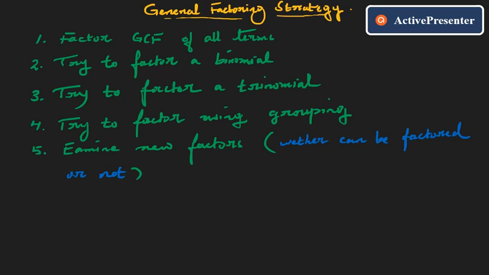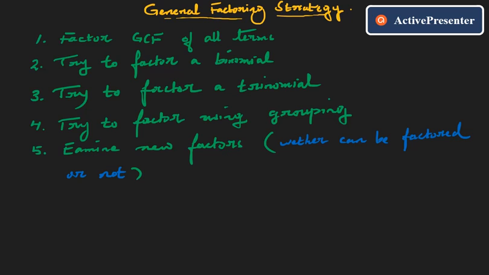Let's see examples. But before going to the examples, let us review. We first factor the greatest common factor of all terms. The second step is to try to factor a binomial. The third step is to try to factor a trinomial. The fourth is to try to factor using grouping. The fifth is to examine if new factors can be factored more or not, okay? So let's go to examples.